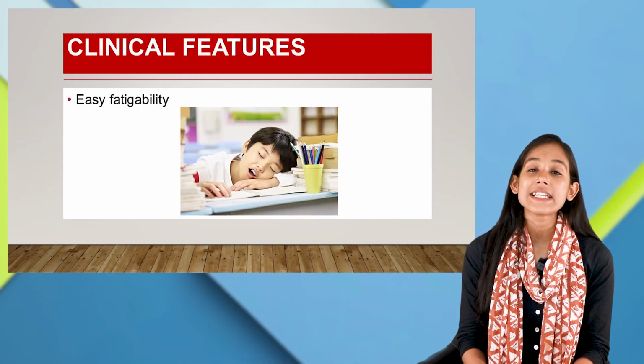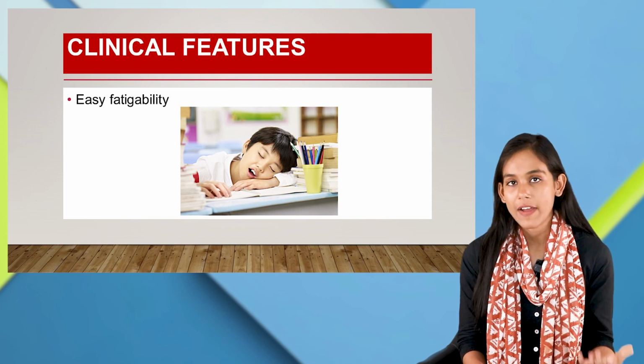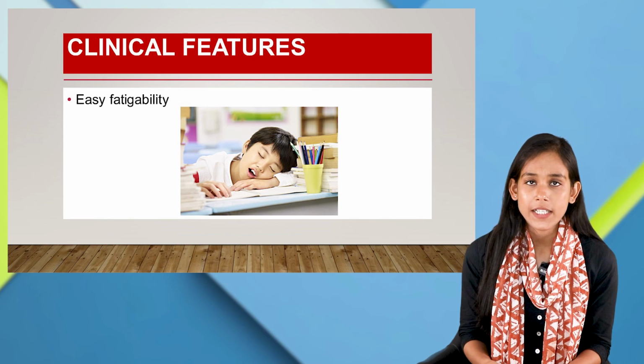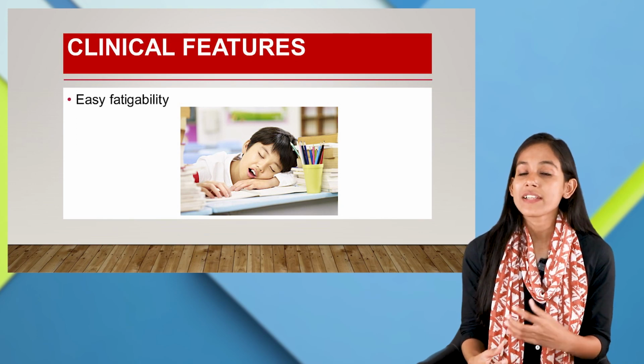Now next, let us move on to the clinical features. So if there is anemia in children, what are the signs and symptoms that we can see? So the first one is easy fatigability. So the child will feel easily fatigued. Now why would this happen?